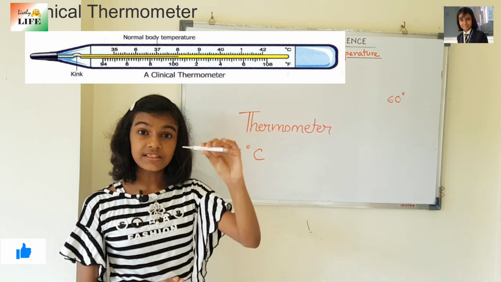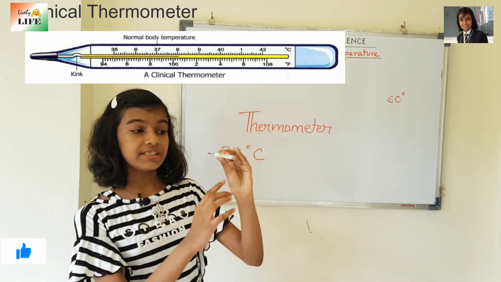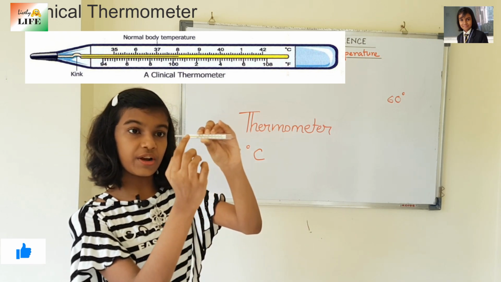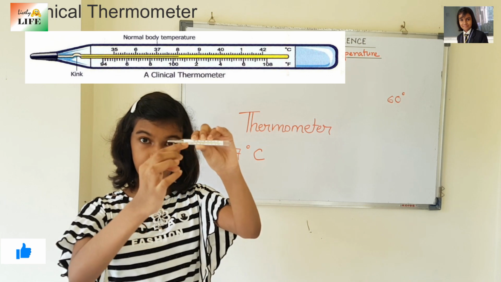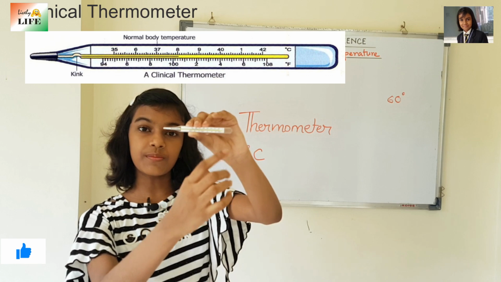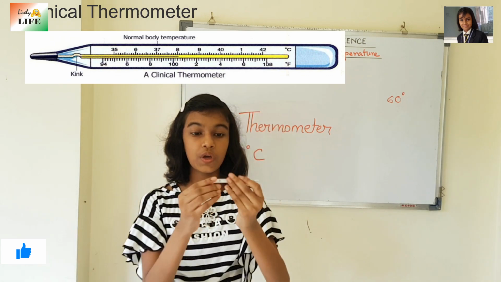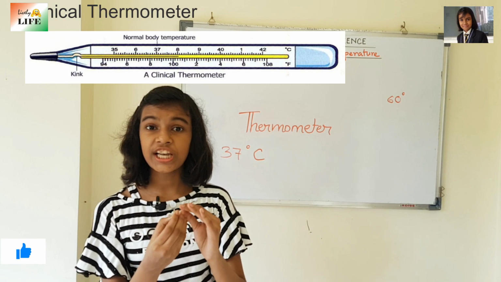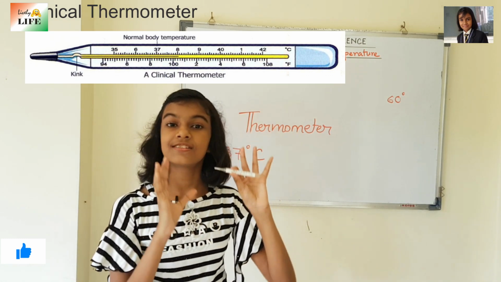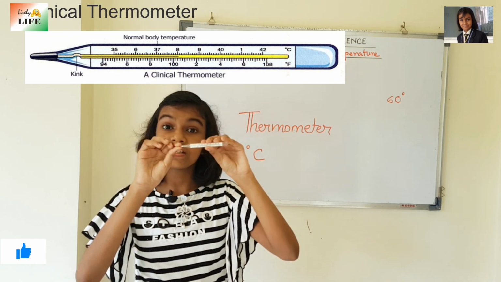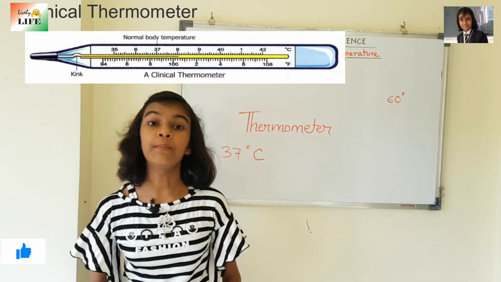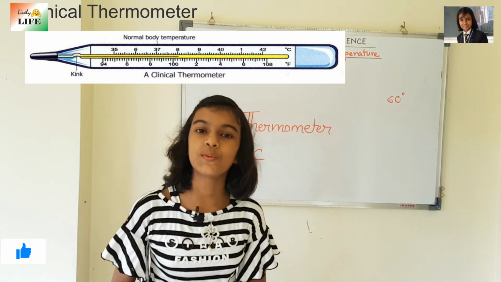If you look at a clinical thermometer more clearly, you will see a long, narrow, uniform glass tube moving through the center of the thermometer. You can see in this, the yellow one, the long, narrow, uniform glass tube. In this glass tube, you will see a silver shiny thing. What is that silver shiny thing? It is known as mercury.